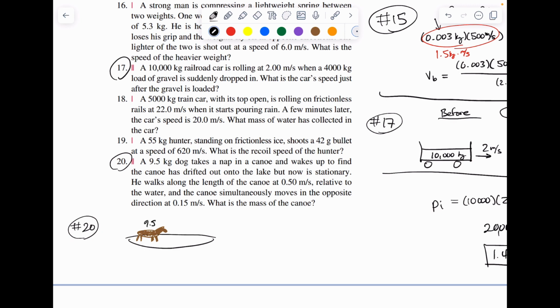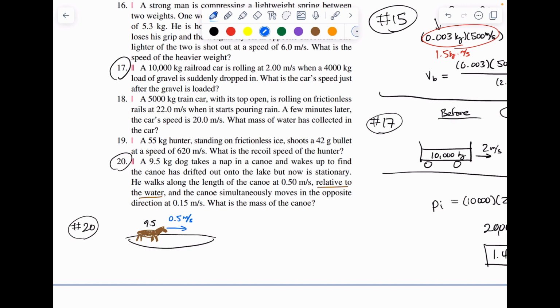Takes a nap, wakes up to find the canoe has drifted out onto the lake, but is now stationary. So there's no velocity here. He walks along the length of the canoe, so the dog is walking 0.5 meters per second relative to the water, right? So that might be important later. So I'm going to put black for relative to the water, 0.5. Or no, you know what? Let's do blue, right? That actually makes more sense to me. 0.5 meters per second. Cool.